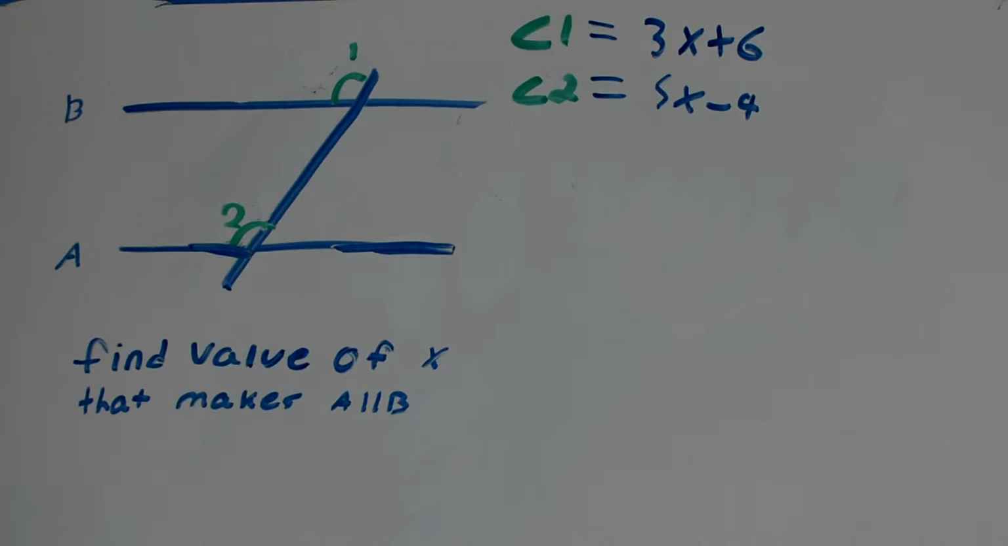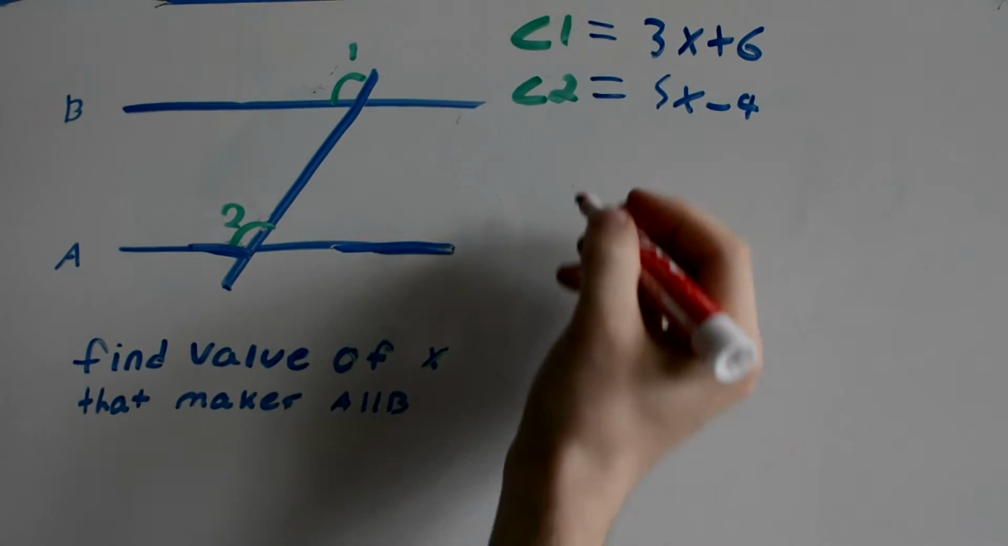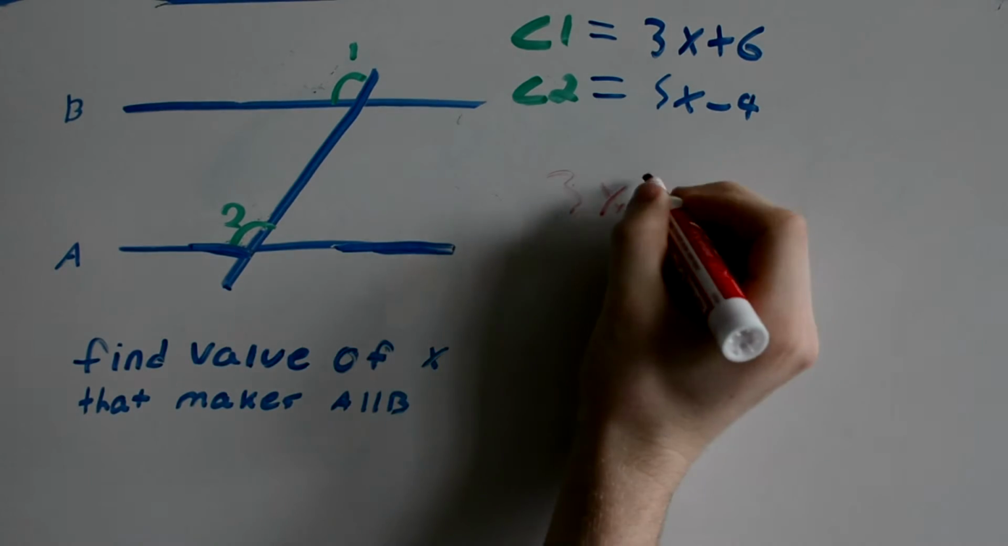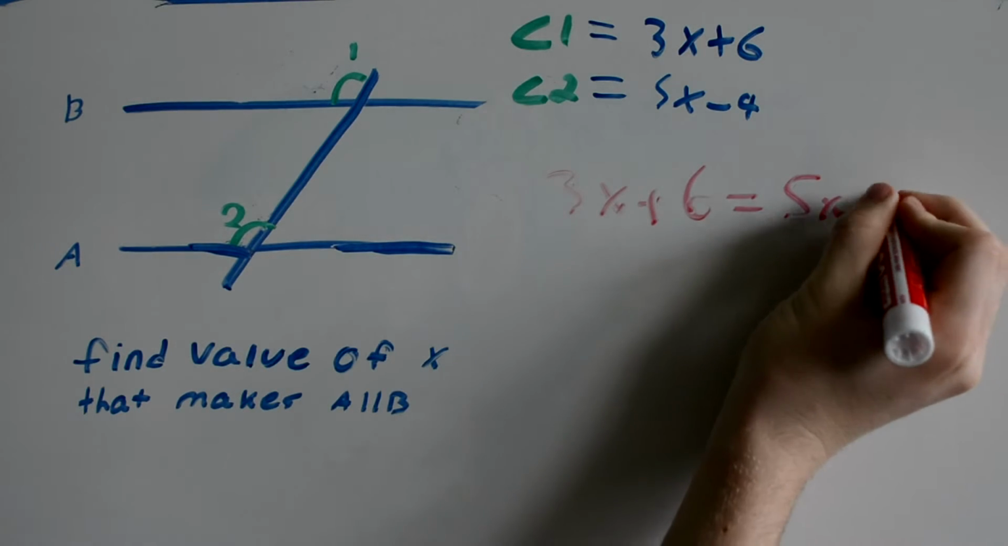Alright, so you know that angle 1 equals 3x plus 6, and angle 2 equals 5x minus 4. And to make line A and line B parallel, you need to make the corresponding angles, angle 1 and angle 2, congruent. So that means that 3x plus 6 has to equal 5x minus 4.